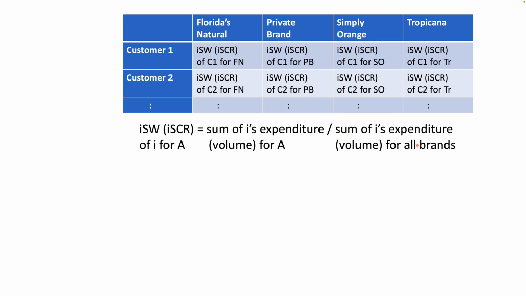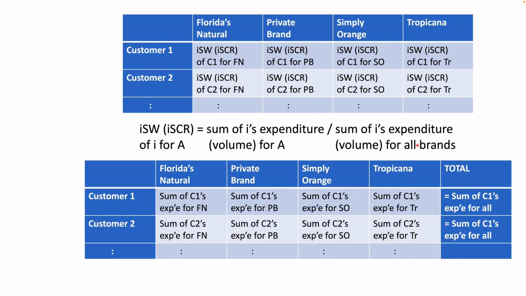And how to compute these two numbers in Excel? Again, we are going to use the pivot table feature in Excel. To do that, we are going to draw this table. So first, we compute the sum of each customer's expenditure for each brand, and then make a row sum in the extra column.